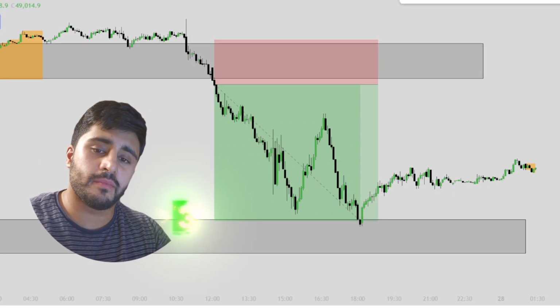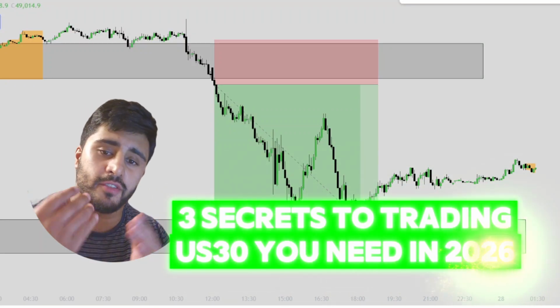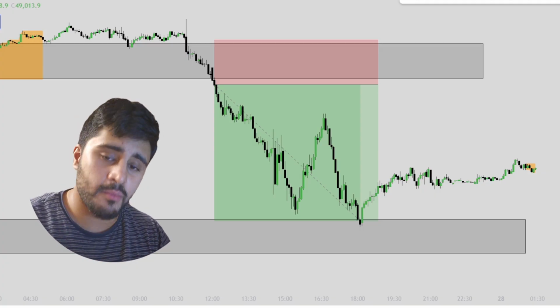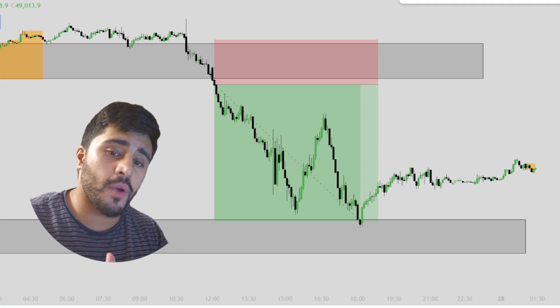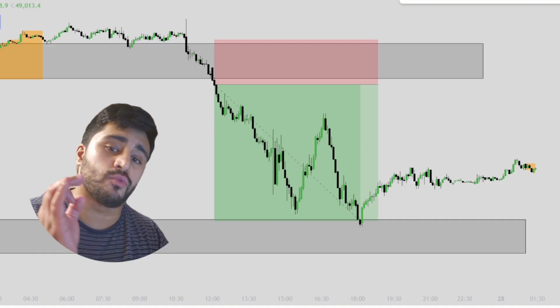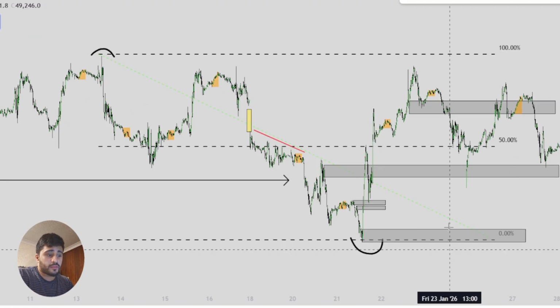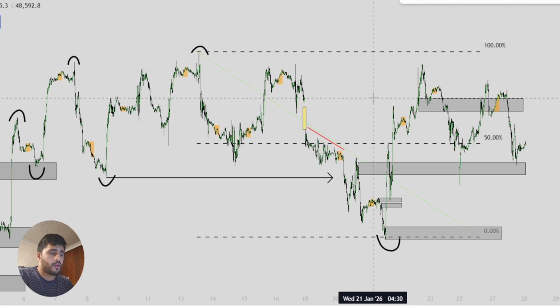There's a saying in my head: a good trader can identify the trend. A great trader knows how to identify the trend, but the best traders I've seen know how to read the story of the market and read the trend in real time. So let's dive in. This is US30 on the 15-minute time frame, and I'm going to be going over and breaking down what I call the four-pillar approach.